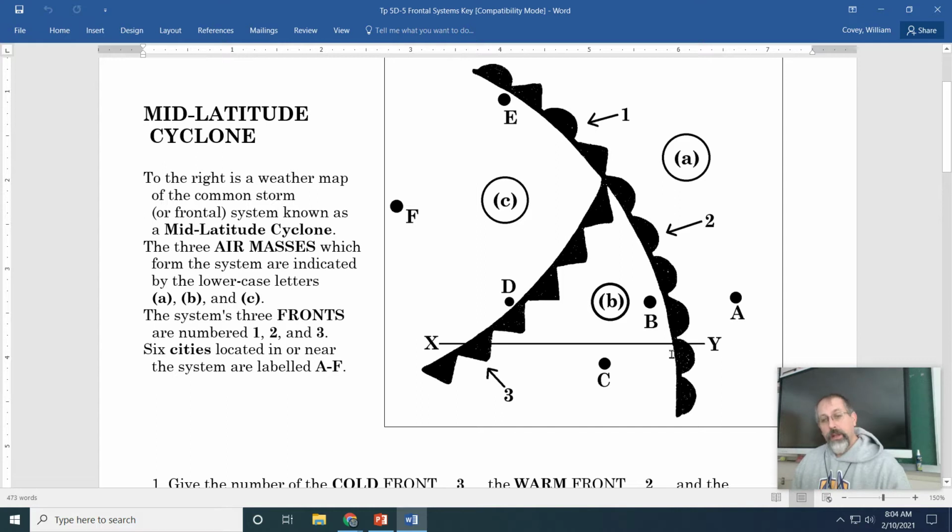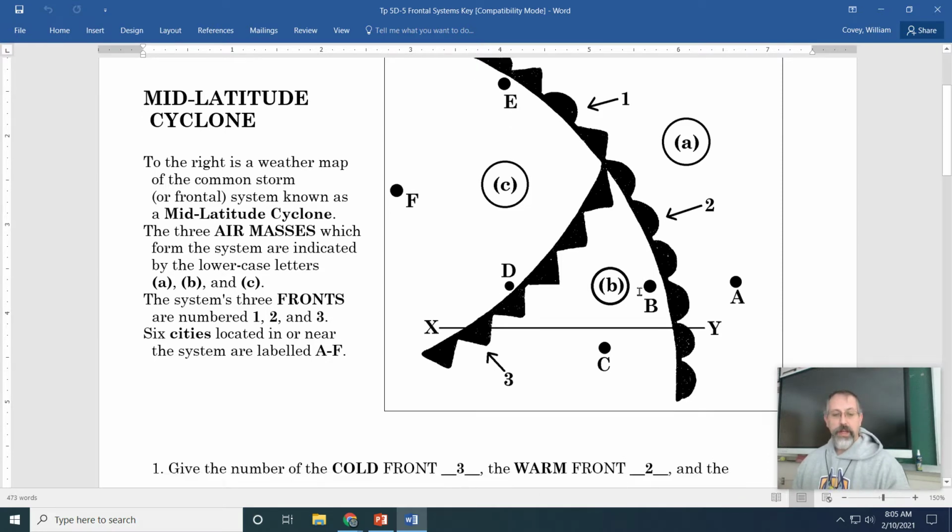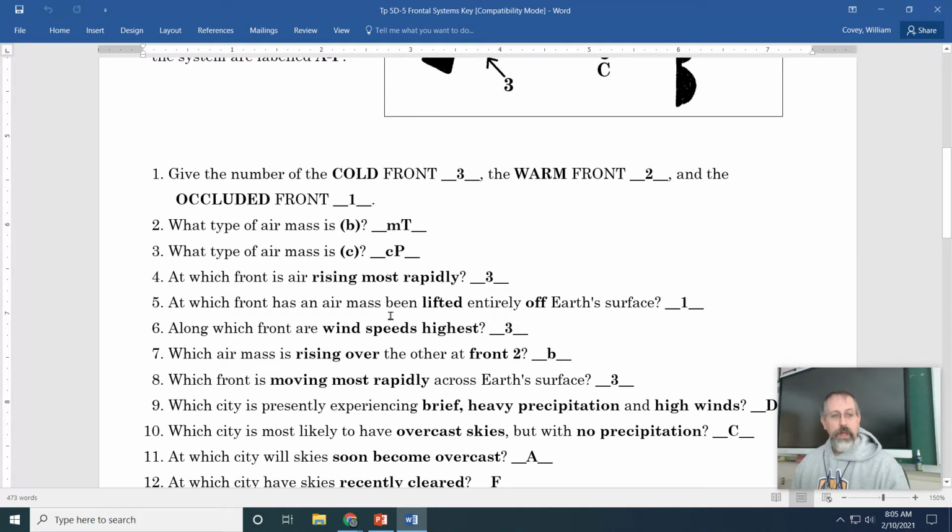So along this warm front, it says it's headed that direction towards the right, and you have warm air and cold air. Fronts are named for the type of air that's moving into the area. So warm air is moving into where cold air is. So when these two collide, front B, the warm air, is going to ride up and over the cooler air. It's going to try pushing it out. It's going to be slow. Warm fronts are slow. So B does the rising over. So wind speeds are highest at 3 for 6. Air mass rising over the other at front 2, B is doing the rising.